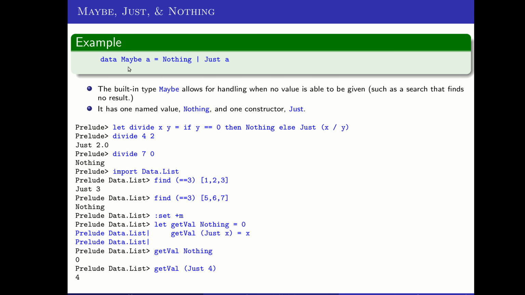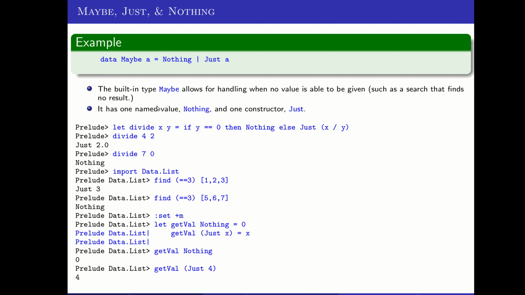There is a built-in type that gives us some good illustration of type features as well. I'll give you an example of how it could be defined, and this is probably roughly how it's defined in Haskell, but it is a built-in type. You don't have to define the maybe type. In fact, some functions that are built in Haskell already return maybe types, like the Data.List find function, because it may not find the thing. So the built-in maybe type allows for handling when no value is able to be given, such as a search that doesn't find a result.